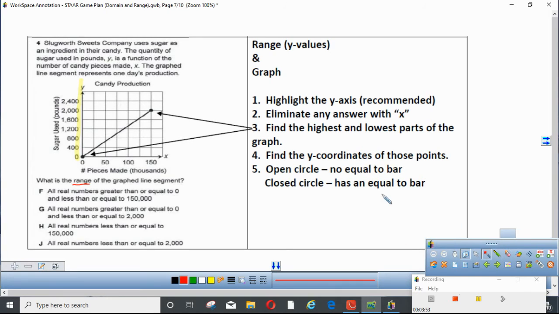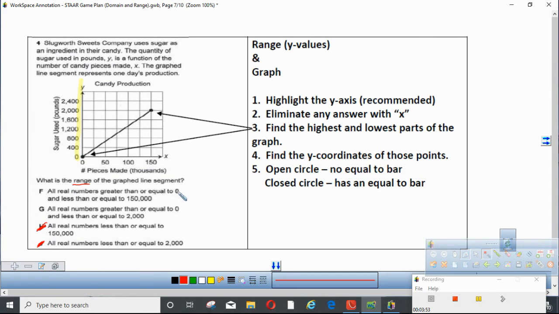All right. How many dots do you see? I see 2 dots, so there should be 2 numbers in my answer. So I got 0 and 150,000, 0, 2,000. This only has 150, so that can't be it. And this only has 2,000, so that can't be it. So just knowing these 2 dots right here got rid of half of my answers.